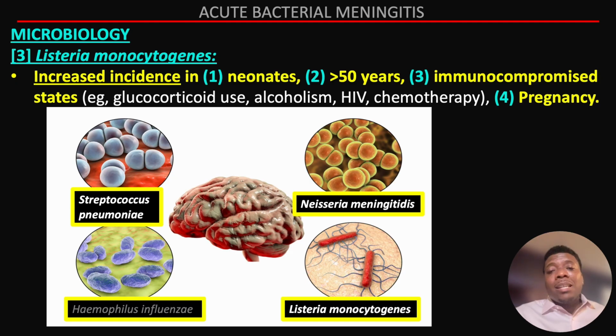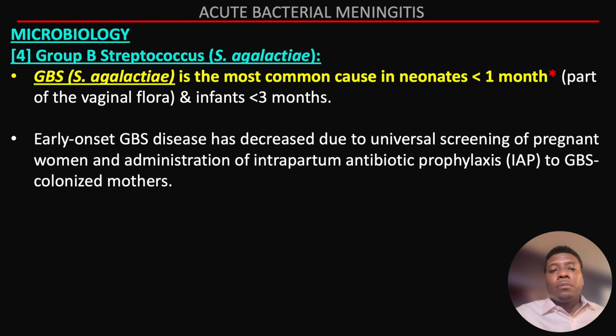Listeria monocytogenes is not a most common organism. However, it is seen with increased incidence in certain populations, specifically neonates less than 1 month of age, anyone over the age of 50 with meningitis, patients that are immunocompromised, and that may include steroid use, that can include malignancy, chemotherapy, that can include immunosuppressant use of medications, or even someone that is post-transplant. Or also pregnancy has an increased risk for Listeria monocytogenes as well.